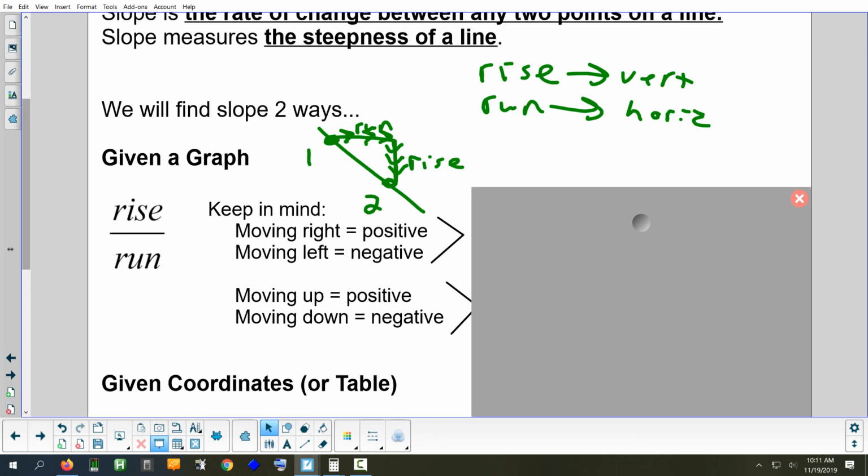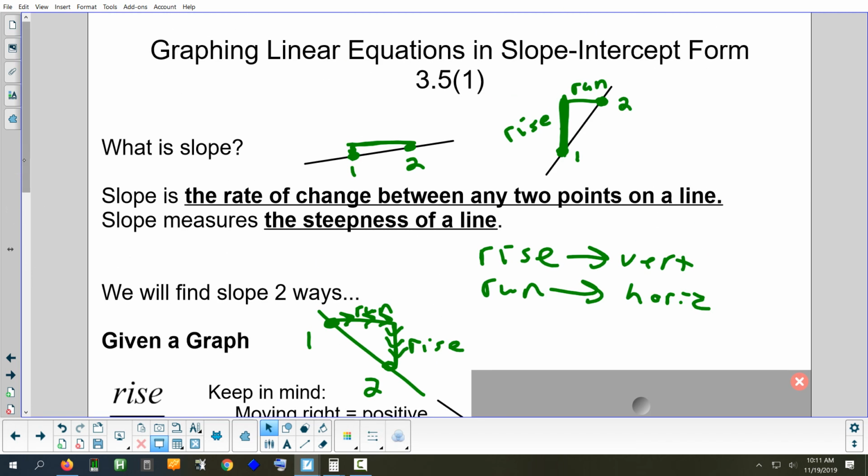How about here? Which way does the rise go? To get from point 1 to point 2. It goes up. Which way does the run go? Goes right. You're traveling like this. Up and to the right.